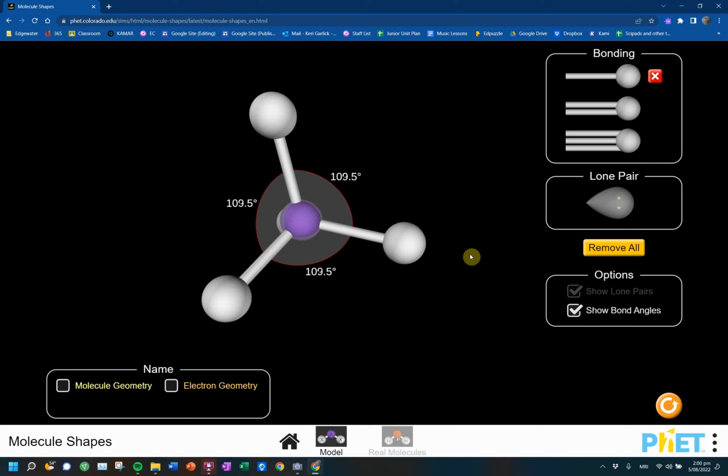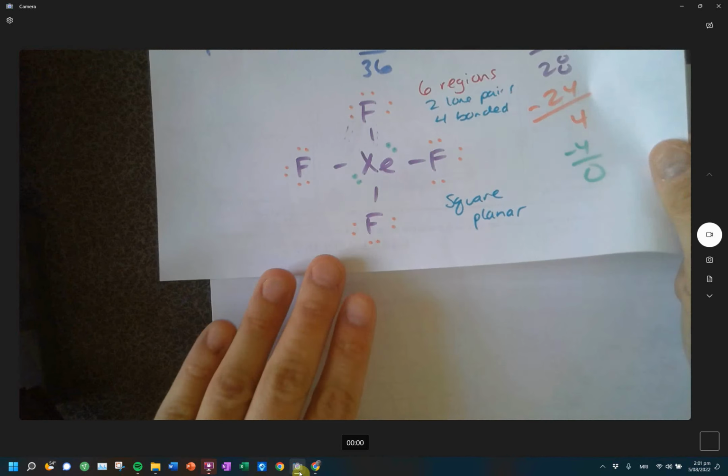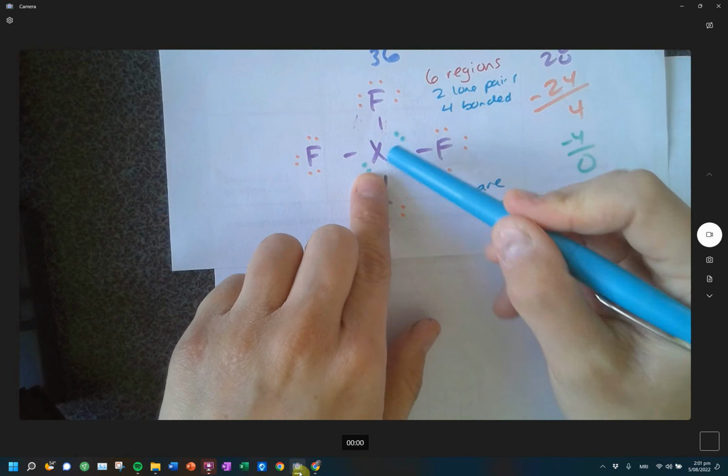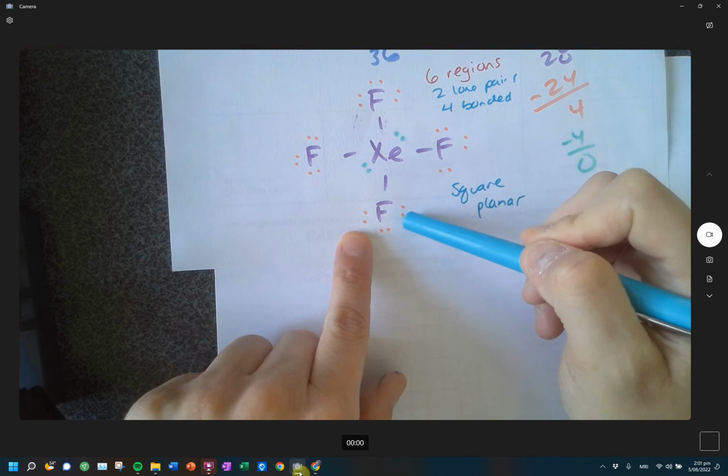So basically, you count the lone pairs of electrons for the area that you're trying to decide the shape. You don't count stuff that's on atoms attached to the central atom. Okay? So like, I'd be concerned about these pairs of electrons because it's attached to the central atom. I wouldn't be concerned about these ones.